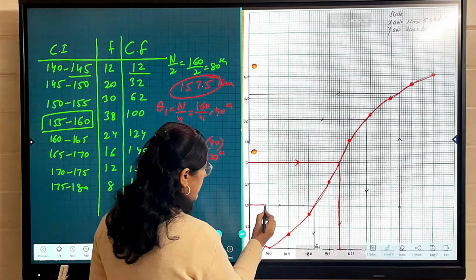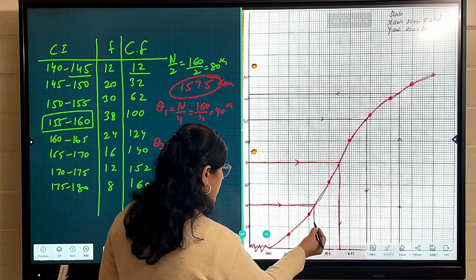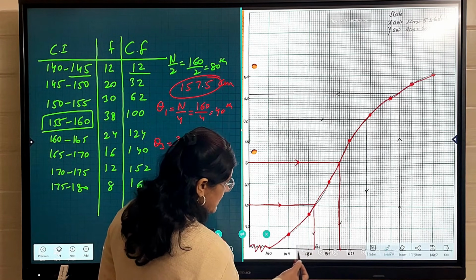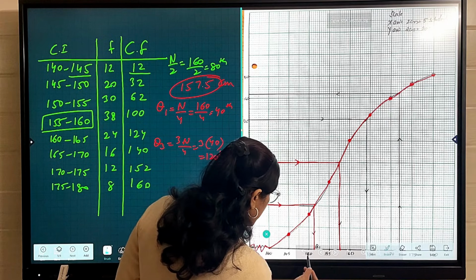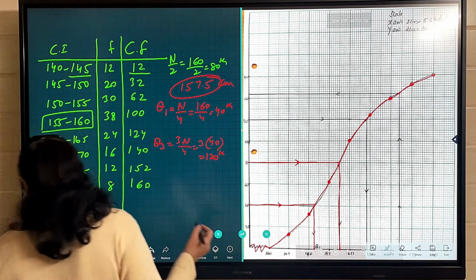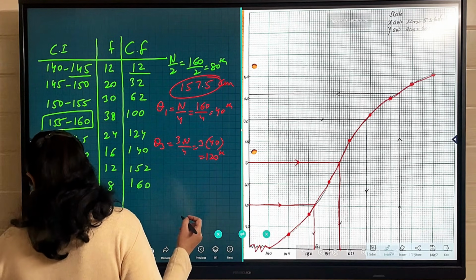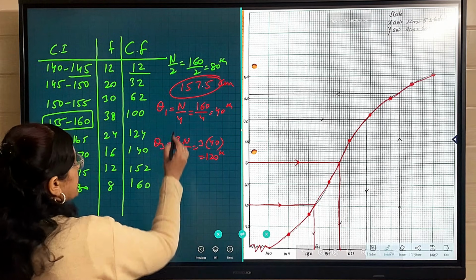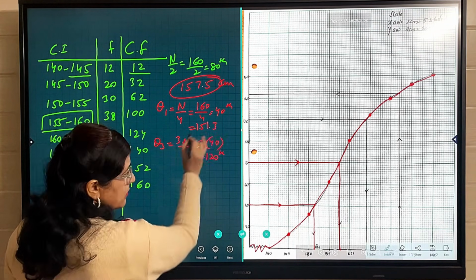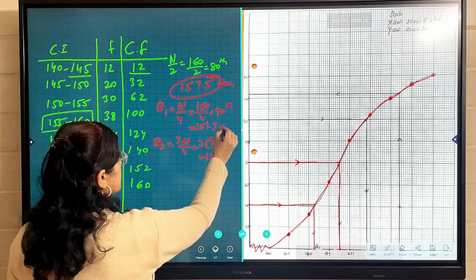So it will lie lower to the median. So 40. We'll again draw horizontal line, make an arrow, and then we will take a vertical line, and the point where this vertical line will touch this x-axis is the lower quartile value. It is lying in between 150 and 155, and the value for lower quartile exactly is 151.3, because it is lying very close to 150. So it is this much centimeter.